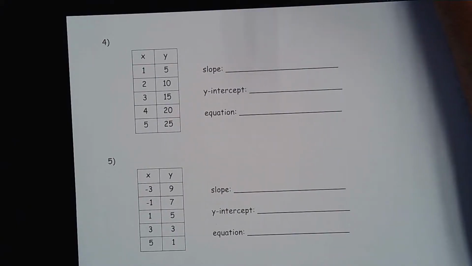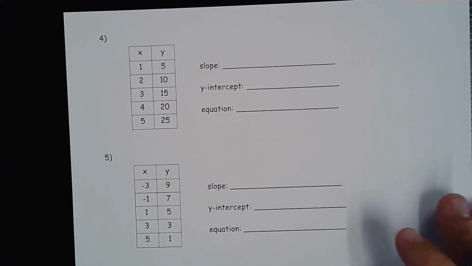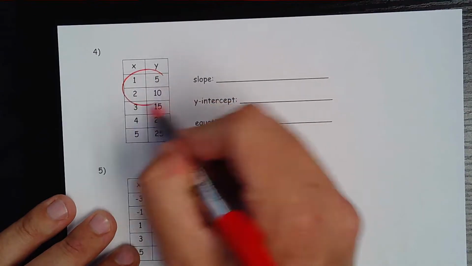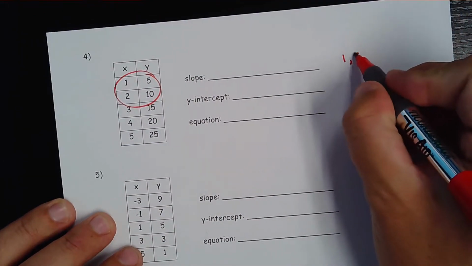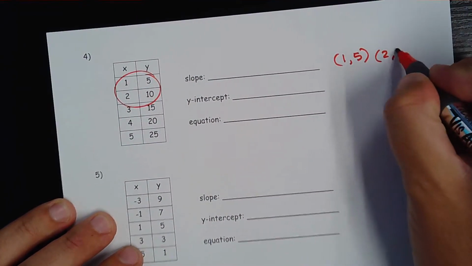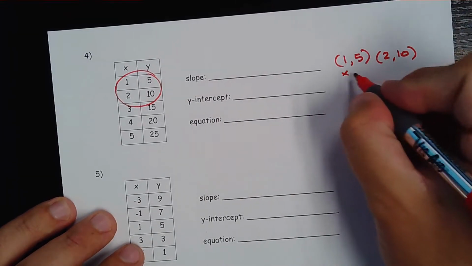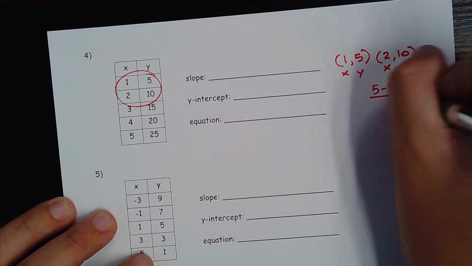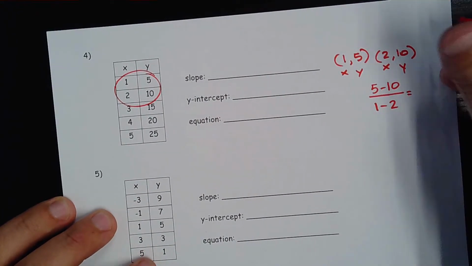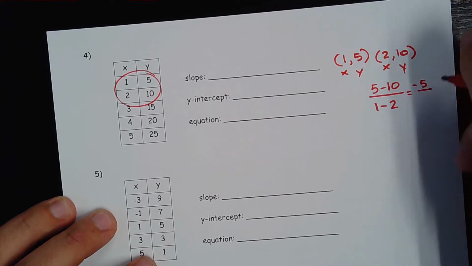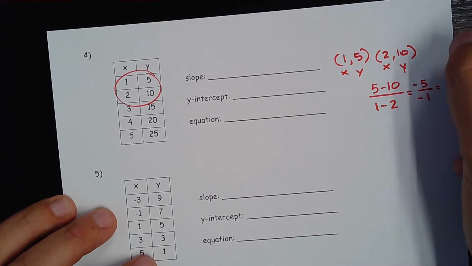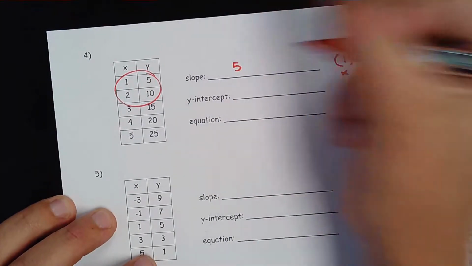All right, let's go to the back side. I'm going to look at number 4 and tackle it. I'm going to do the first 2 points and find the slope: 1, 5 and 2, 10. x y, x y. If I go 5 minus 10, 1 minus 2, I get -5 over -1, which reduces down to +5. So my slope is +5.